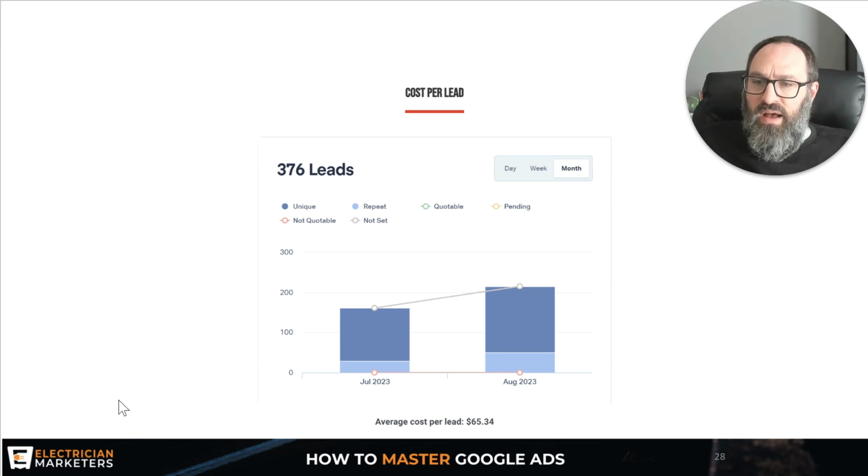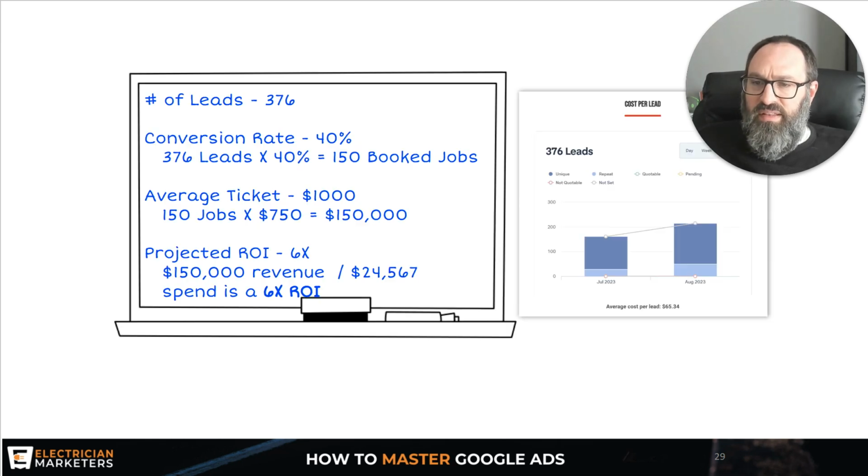Here's another example of many, many more leads coming in with a higher cost per lead. The cost per lead here was $65, a much more challenging market, but much higher spend in this scenario. And so in this case, keep the same conversion rate, you get 150 booked jobs, and the average ticket, there's a math error here, that should be 1,000. But you get 150,000 revenue on just under 25,000 ad spend. That's a 6x ROI. Still excellent. Still should be profitable with healthy, normal margins. But you can see there's a range. But you can see here why it makes sense to spend on Google Ads.